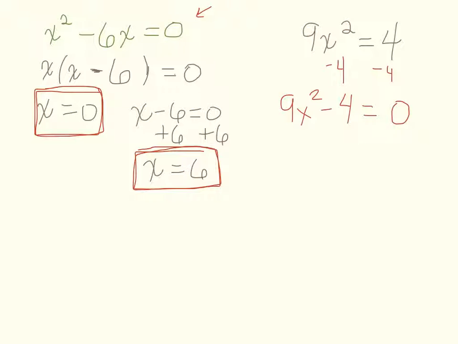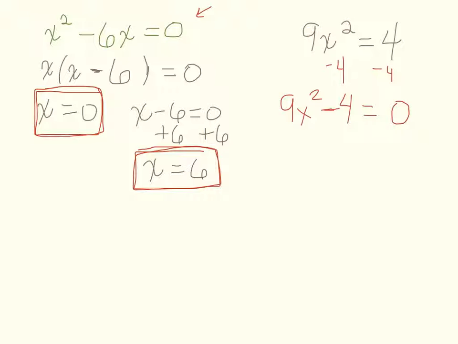Well, there's not anything in common. I don't have 4 terms. It's not a trinomial. It's a binomial. So let me see if this is a difference of squares. Well, it's a difference. That's good. And 9x squared and 4, basically, are perfect squares.